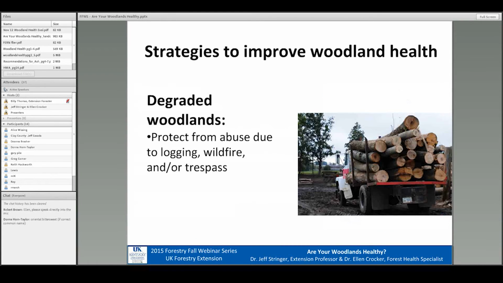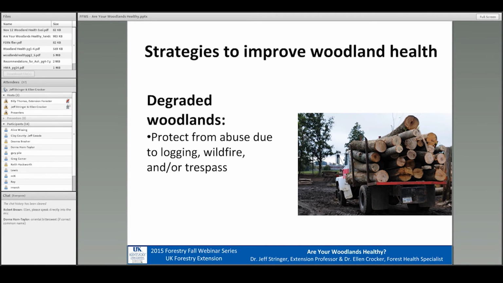And of course, there are always situations where the woodlands are degraded. This is generally because of some past abuse, whether some bad logging has gone on where they've beat up the overstory trees that were left, the residual trees, that kind of thing. Could be wildfires got in. We talk about trespass here, so you can have different things happen to your woods, including illegal logging, right? That can happen. So as a woodland owner, you want to try to protect yourself from those as best you can.